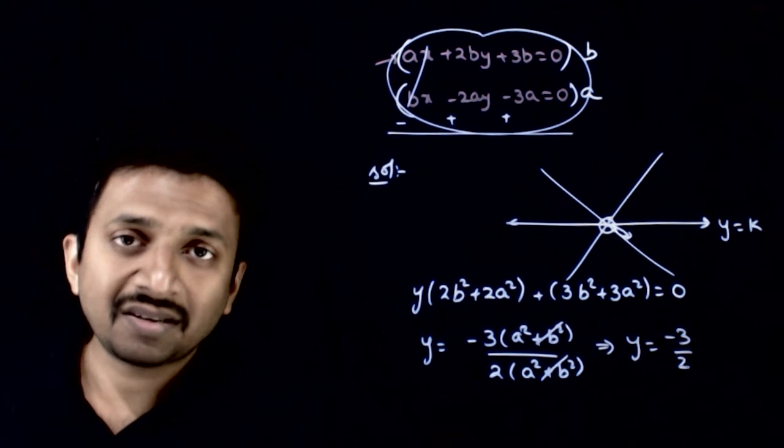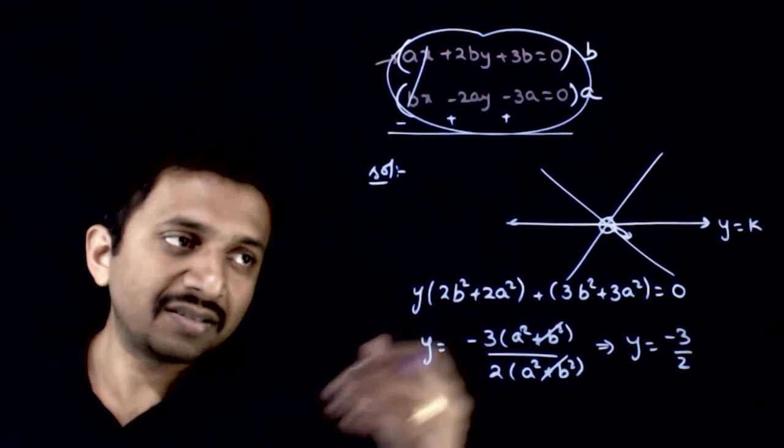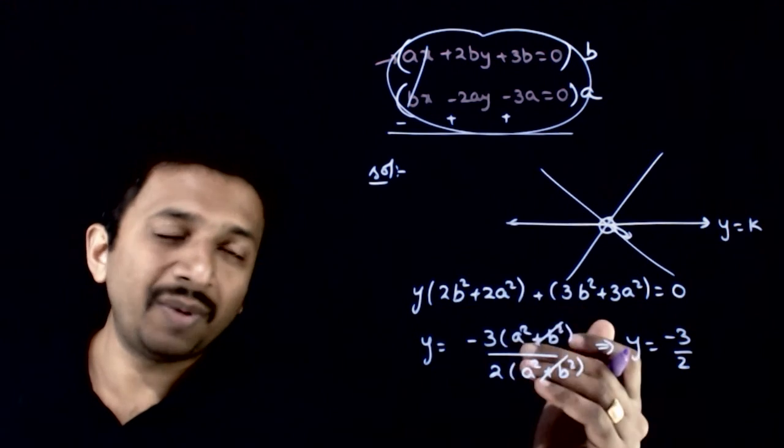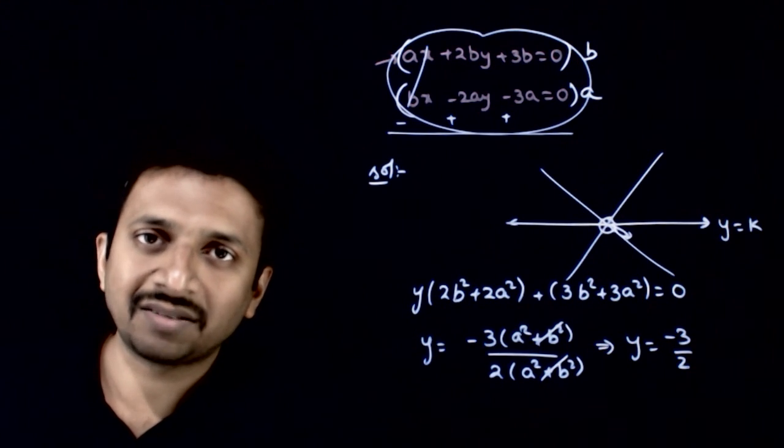That means the line is parallel to x-axis, which is a distance of 3 by 2 units below x-axis. That is the answer to this question.